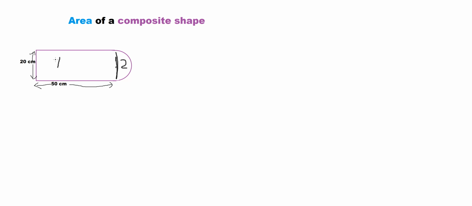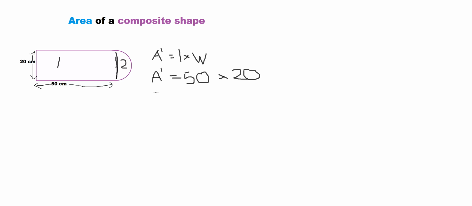Okay, so let's calculate the area of the rectangle first. So the first part, we'll call it A, and just for the sake of simplifying it, we'll say area 1. So area 1 is this part here. We know the area of a rectangle is length times width, so this side times this side. So A1 equals length 50 centimeters times 20.